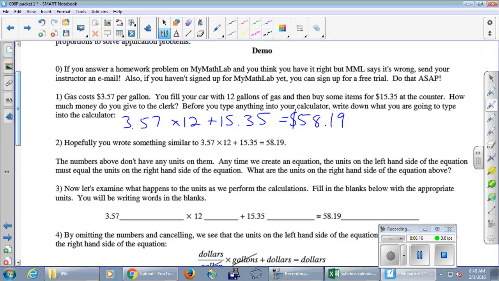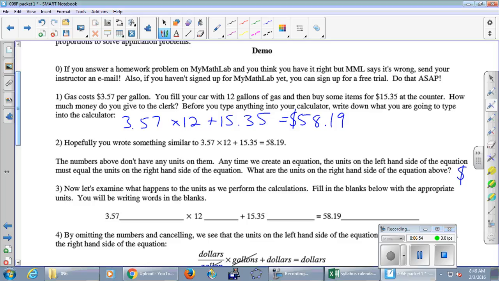The numbers that we wrote above don't have any units on them. Remember, units are things like feet and inches and seconds and dollars. Anytime we create an equation that comes from a word problem, the units on the left side of the equation have to equal the units on the right side of the equation, and that fact is going to help us out quite a bit. What are the units on the right-hand side of the equation above, that 58.19? Definitely dollars, which means the units on the left-hand side must also be dollars, right? It's not going to say $58.19 equals 3 oranges. The units have to match up.